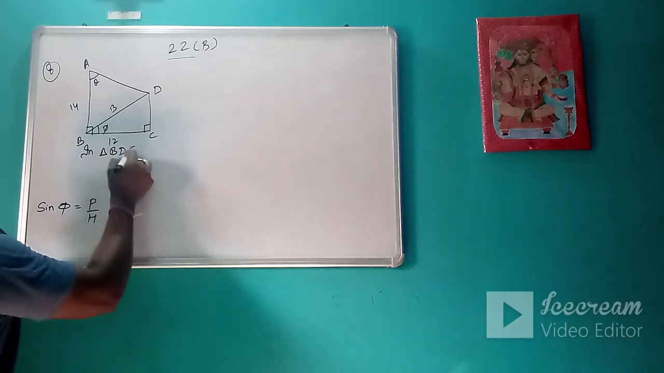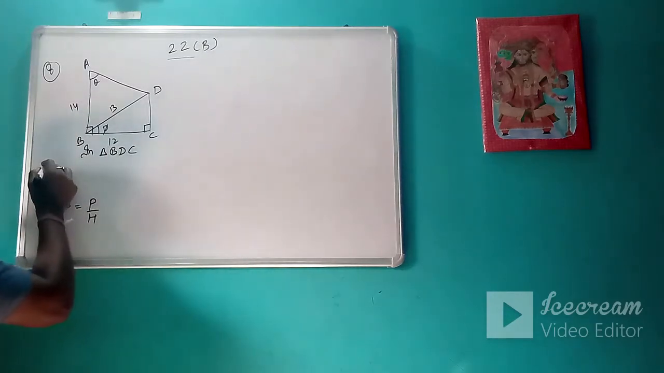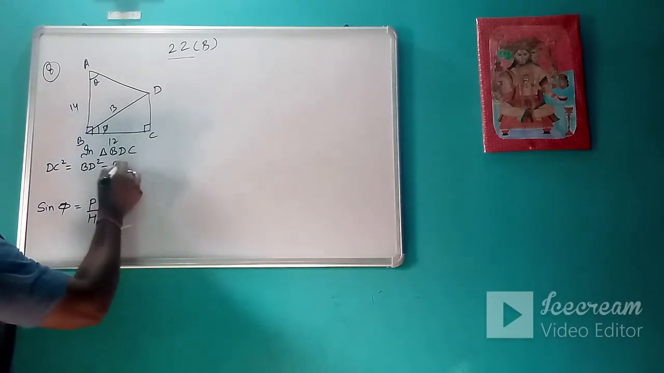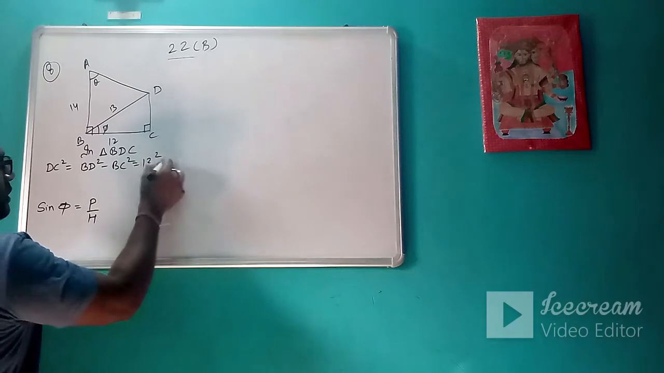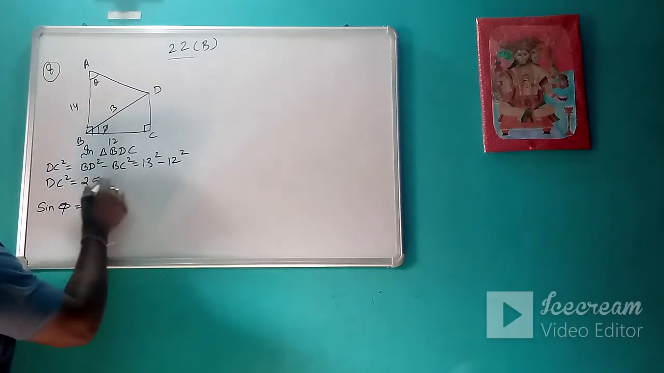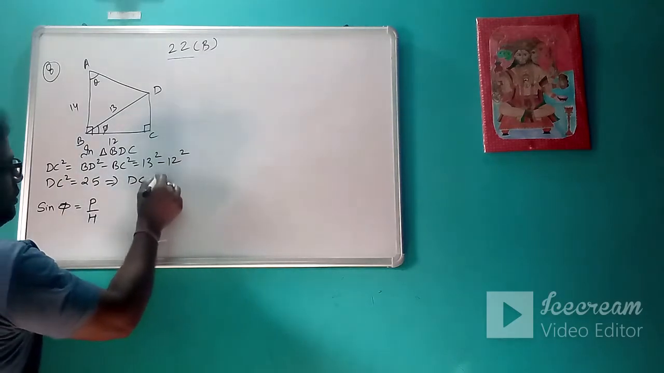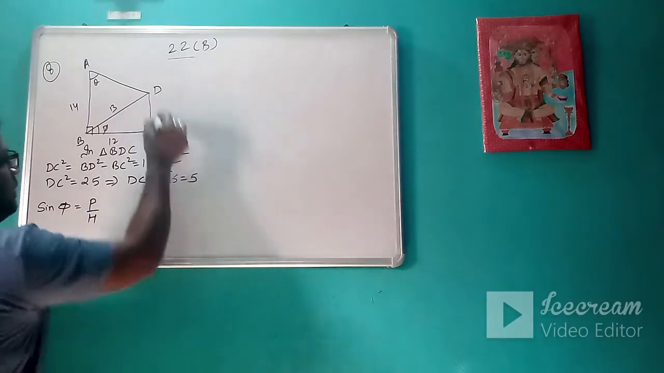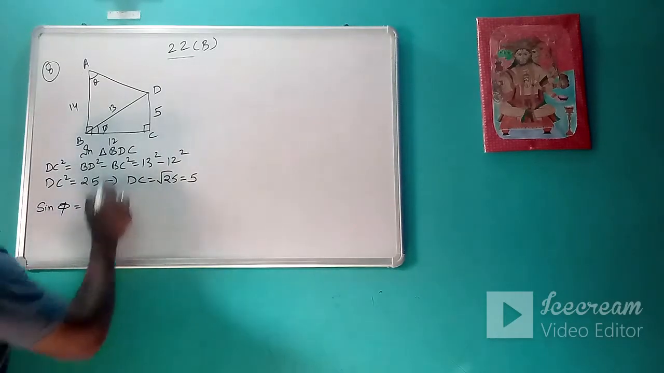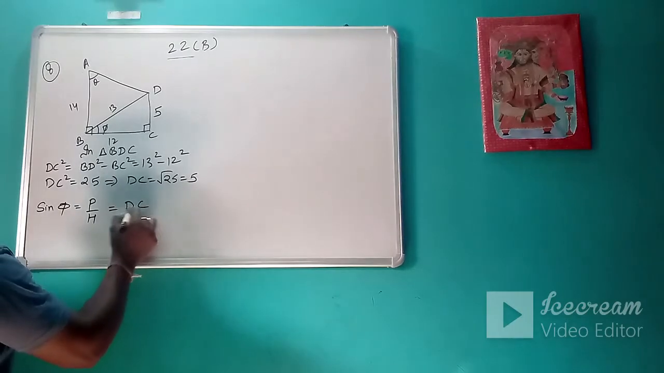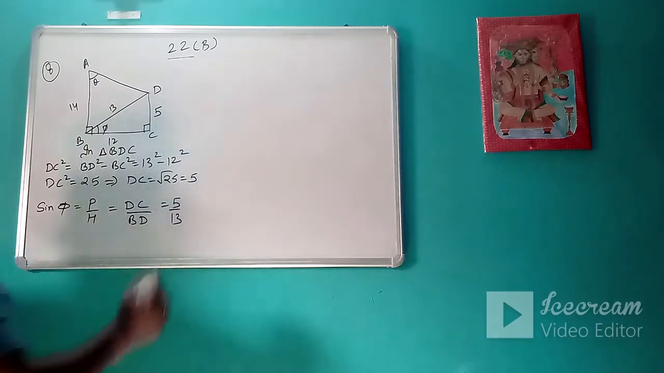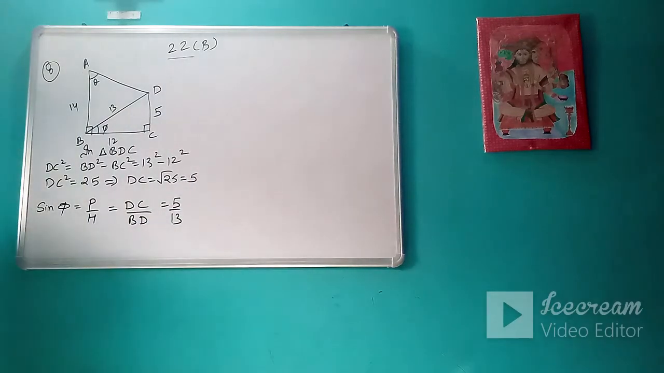So like we are doing, first we will find the value of the unknown side, that is in triangle BDC. We will again use the Pythagoras theorem. So DC squared will be BD squared minus BC squared, that is 13 squared minus 12 squared. So you will get DC squared equal to 25. That means DC is equal to square root of 25, or 5. So this is 5. So what is your sin phi? Sin phi is perpendicular upon hypotenuse. So 5 upon 13. This is how you can find the value of sin phi.